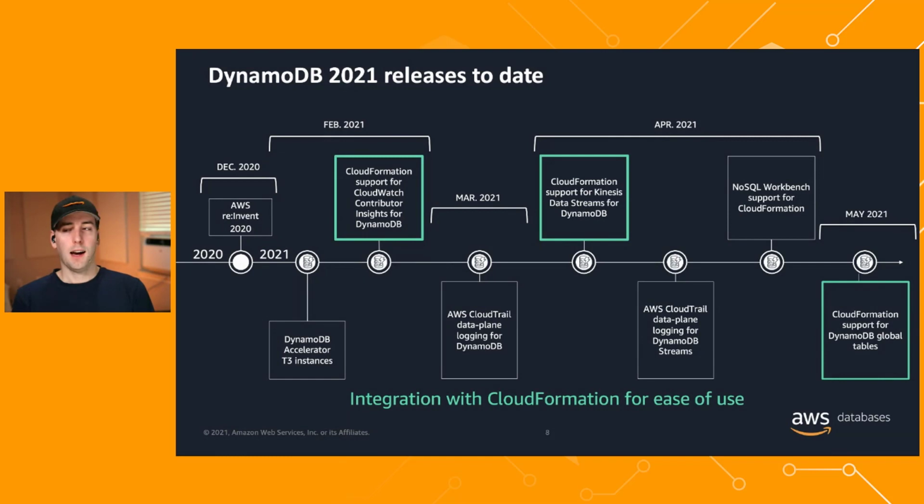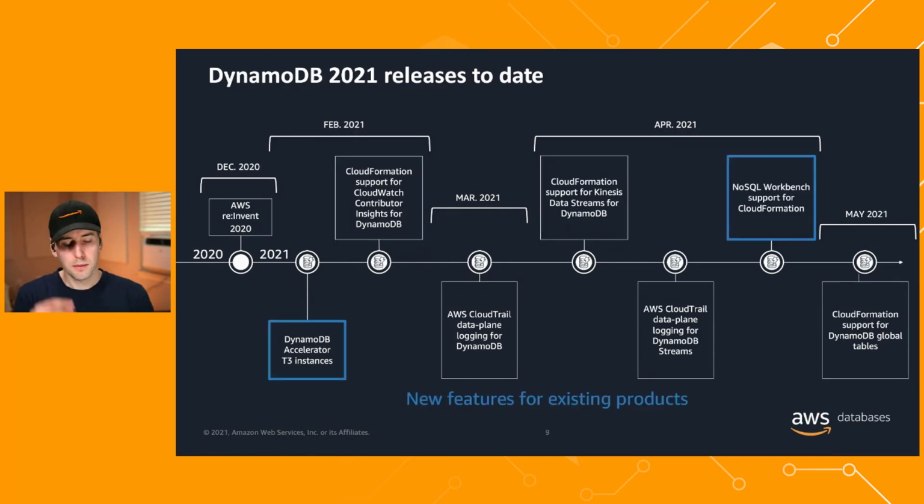Last thing, but not the least by any means, is the long-awaited CloudFormation support for global tables, which was released in May. Now, global tables came out in 2017, and we only gained CloudFormation support this year, so that's about 3.5 years in the making. So our customers are super excited, and for our demo today, we're going to dig into how that feature works.